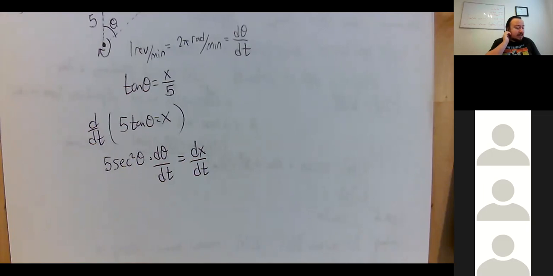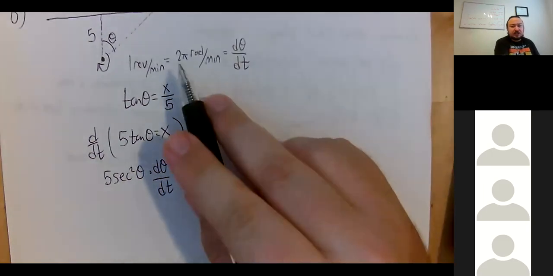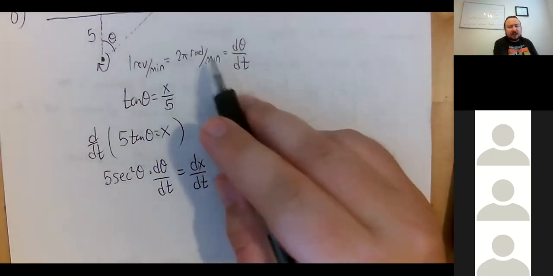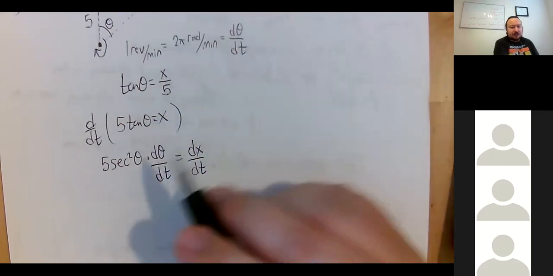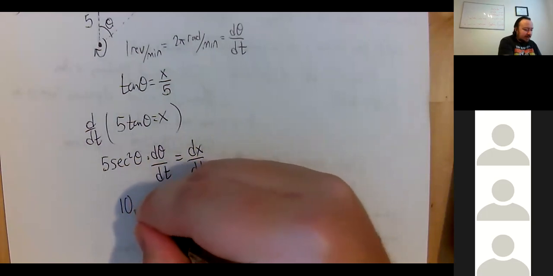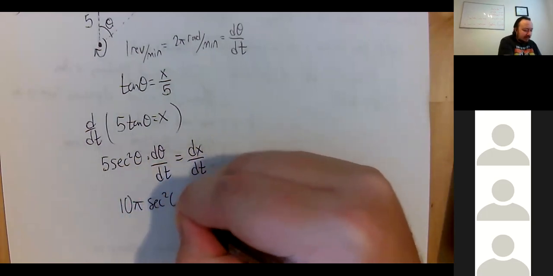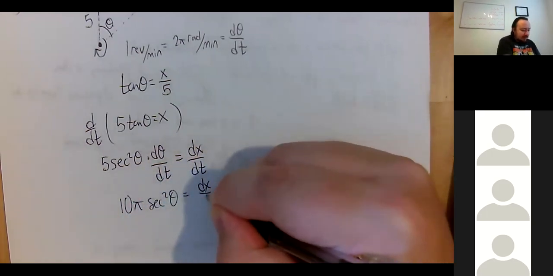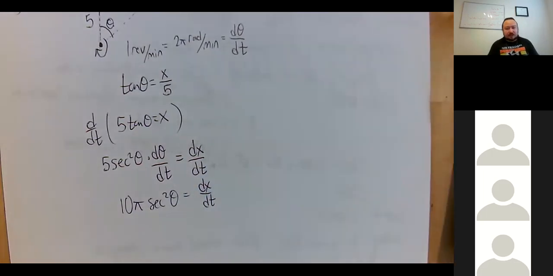All right, now d theta dt, we actually know what it is already. They told us that it's 2 pi radians per minute. So we could plug in 2 pi for this. Combined with the 5, that gives us 10 pi secant squared of theta. Okay, now we need to figure out what secant squared of theta is.